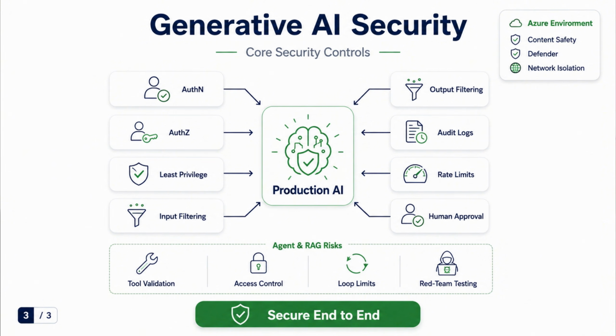And for agentic systems, organizations must additionally think about tool misuse, repeated execution loops, and cost exhaustion risk, because agents may repeatedly call tools or expensive services if proper limits are not enforced. And this is why observability, rate limiting, logging, content safety checks, and red teaming become essential parts of production AI security. Now, services like Azure AI Content Safety, Microsoft Defender for Cloud, and network isolation can help in the Azure environment. But the core security principles remain the same across all platforms.